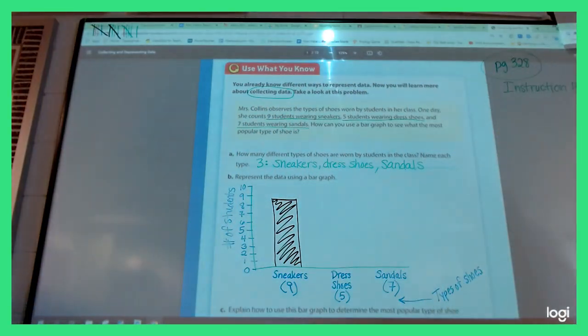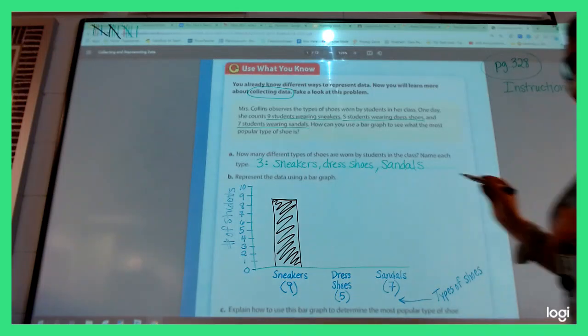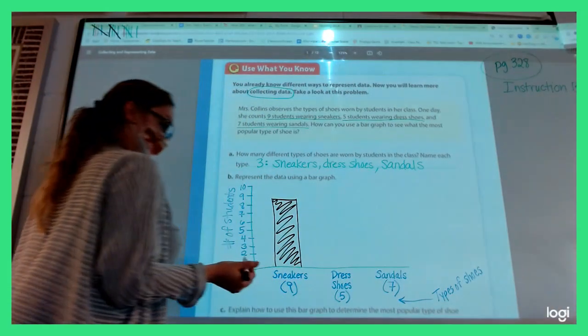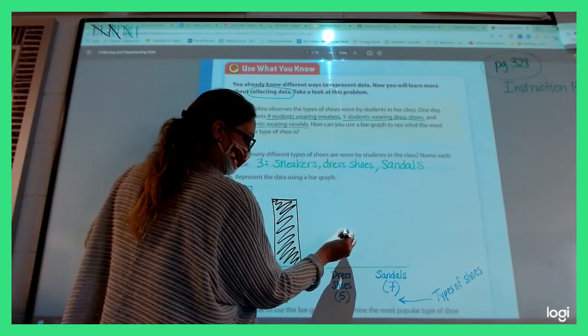All right, now what about my dress shoes? How far up am I going to take my column for my dress shoes? Quentin, what are you thinking? How many kids are wearing dress shoes? There are 5 kids wearing dress shoes, so you'll go up to 5. So I'm going to draw my 5 across.